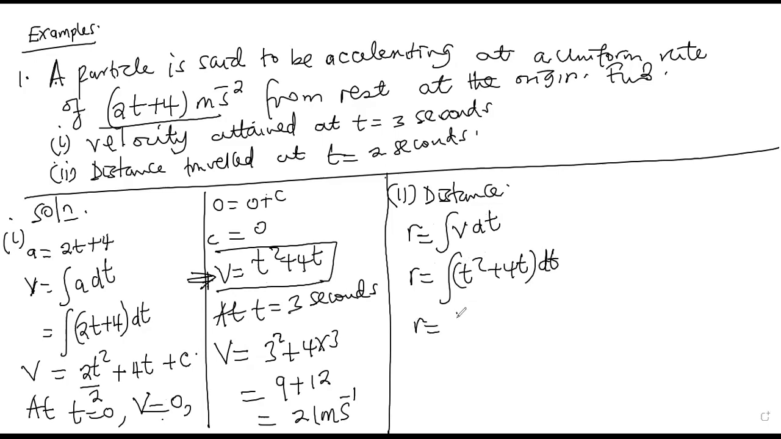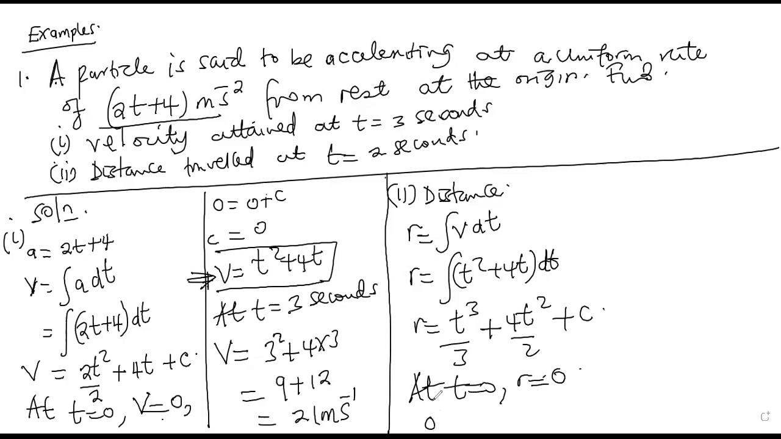So our r is equal to t cubed over 3 plus 4t squared over 2, then plus a constant of integration. But remember, they say that at time t equals 0, from rest, the displacement was 0. Substituting, 0 is equal to 0 plus c, implying that c is equal to 0. So our r at time t will be t cubed over 3 plus 2t.